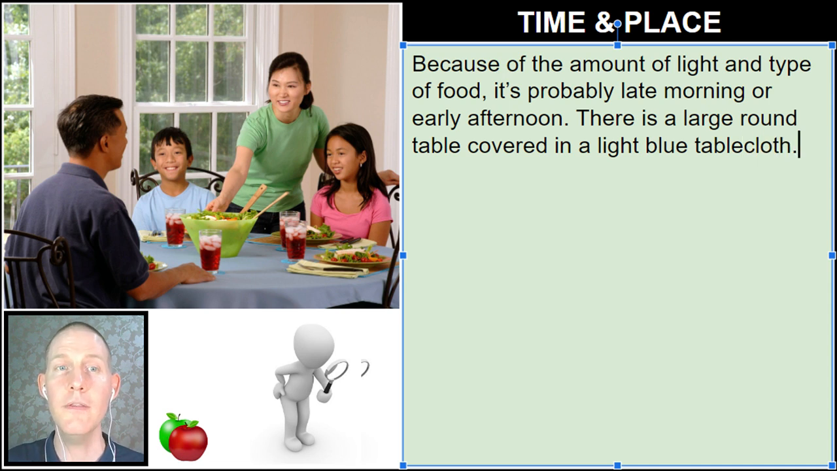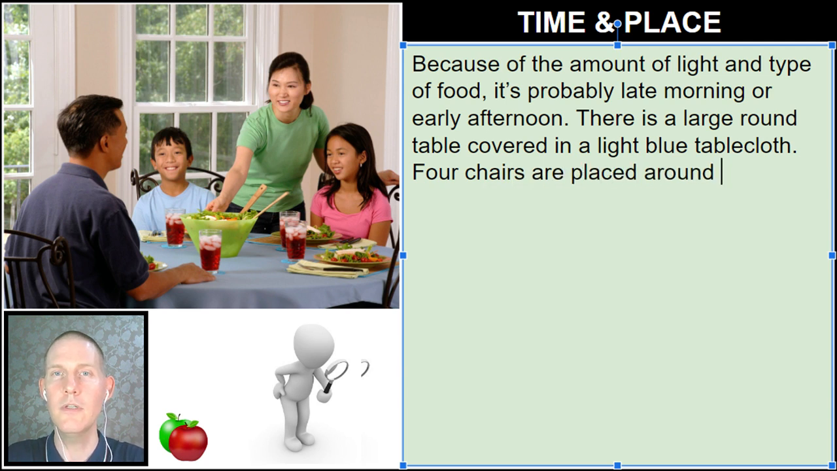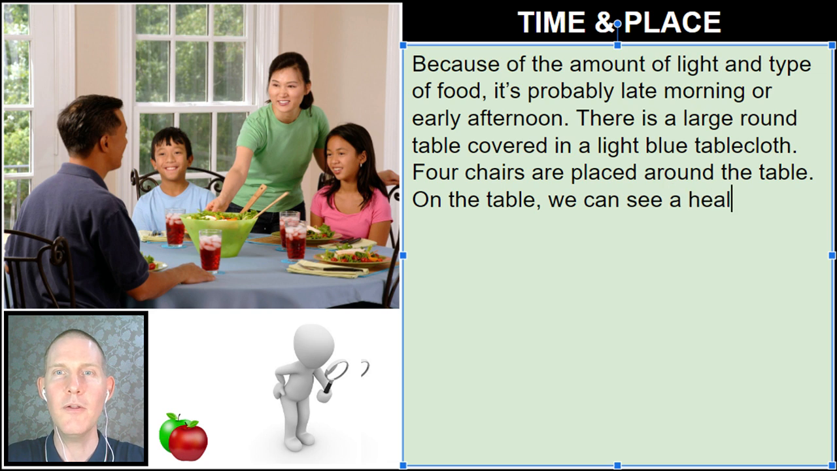All right, so on the table there is a tablecloth. It's a piece of cloth, a big piece of cloth that covers the table. And this one is light blue, right? And they put it over the table so it looks nice and also protects the top of the table. Okay, 4 chairs are placed around the table, right? And the people are sitting in the chairs. So on the table, we can see a healthy lunch.